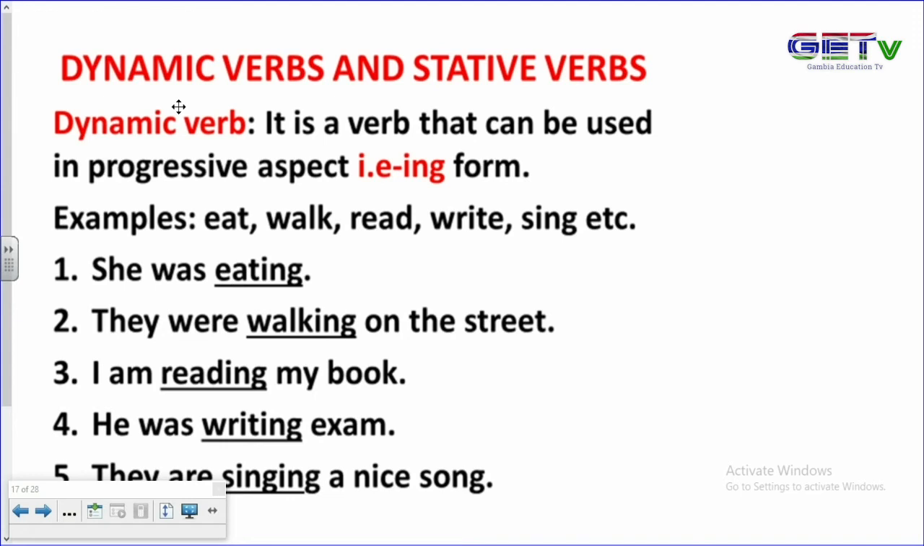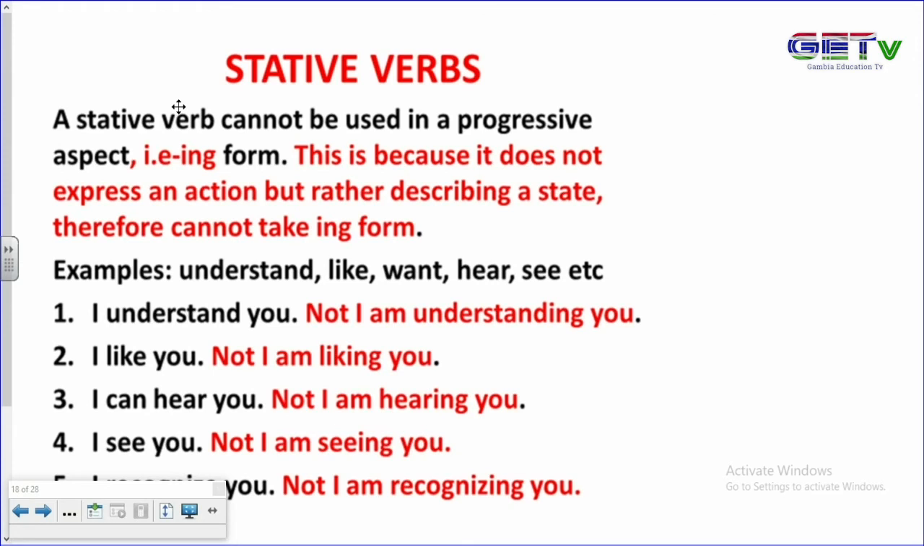She was eating, they were walking on the street, I am reading my book, he was writing exam, they are singing a nice song. So these are dynamic verbs, they can all take the -ing form. Now we're going to look at stative verbs.